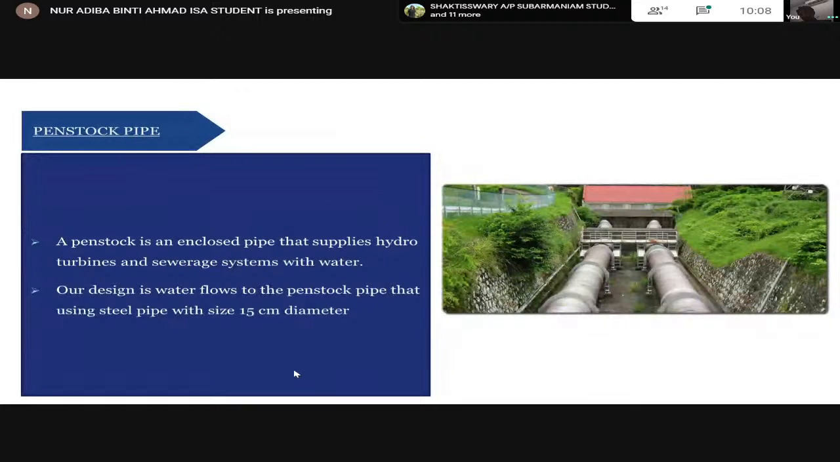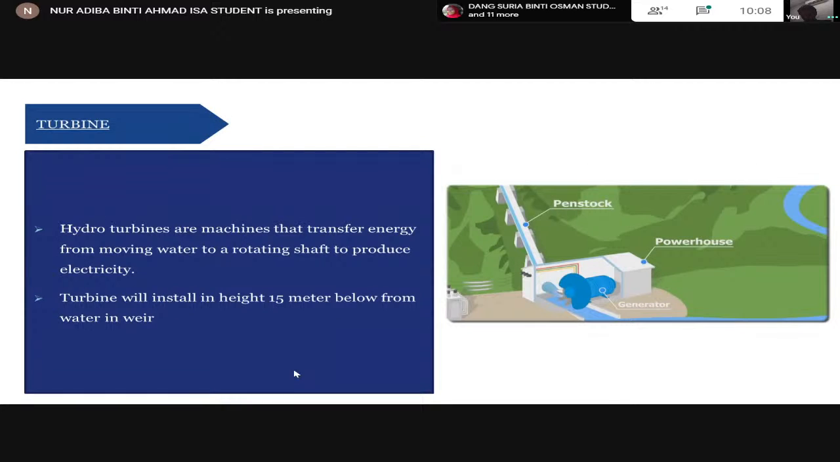For the next slide, the penstock pipe. A penstock pipe is an enclosed pipe that supplies hydro turbines and sewerage systems with water. Or a penstock is an intake structure that regulates the flow of water. So for our design, we use a steel pipe with a size of 15 cm diameter. So next slide.